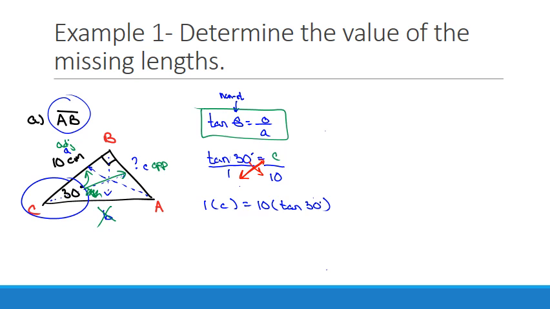Okay? 1 times c is c, and then now the length of c will be equal to 10 multiplied by tan 30. Make sure your calculator is in degrees before you continue. 5.77 is my answer, and then I should have units there, and I do, so that is centimeters.